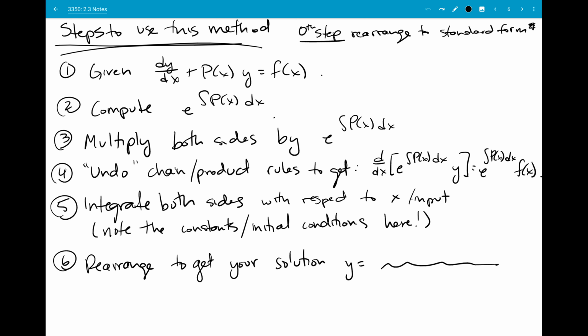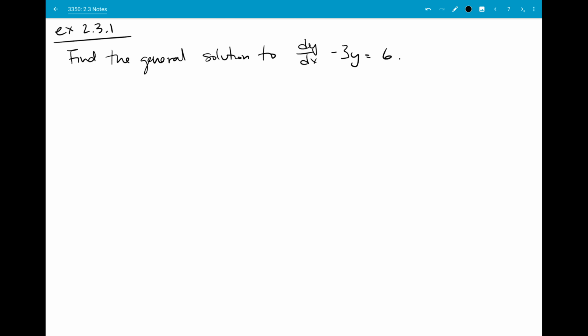And so I said kind of like our first step of this type of method, before we even start solving for it, is just to make sure that it's in the proper form. But this one already is. We have dy/dx minus something times y is equal to 6. So we've got p of x is equal to minus 3. And we've got f of x is equal to 6.